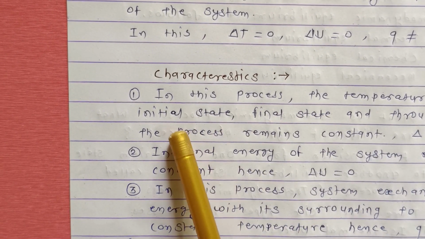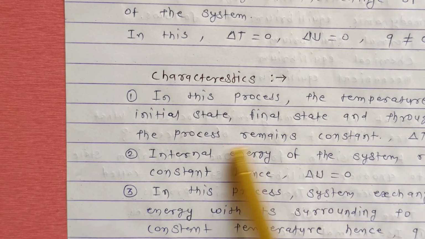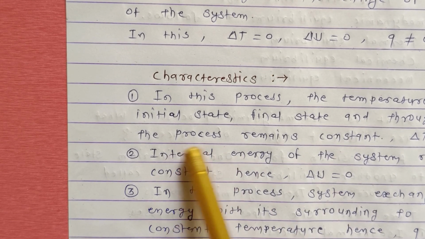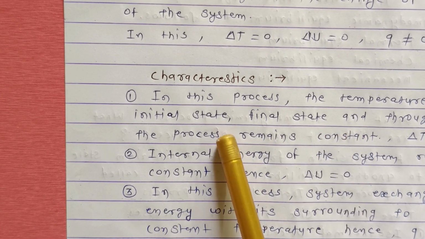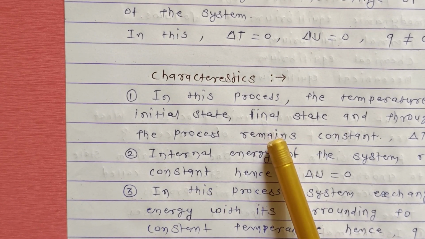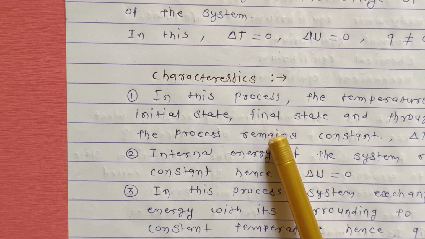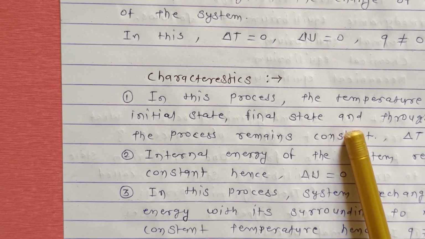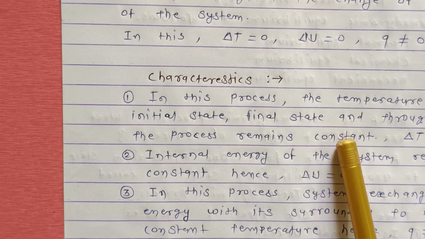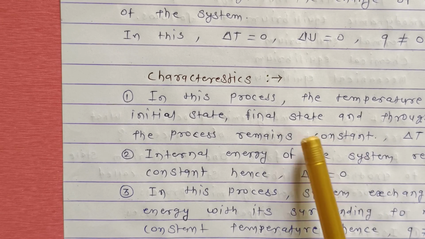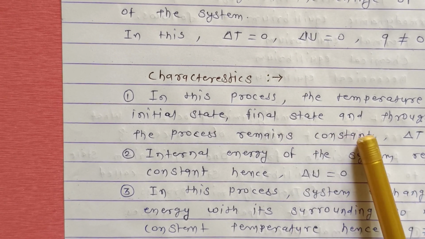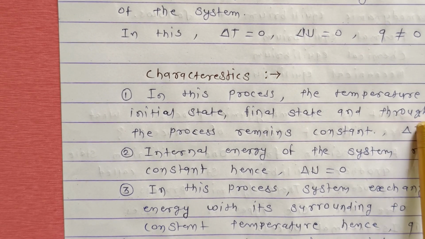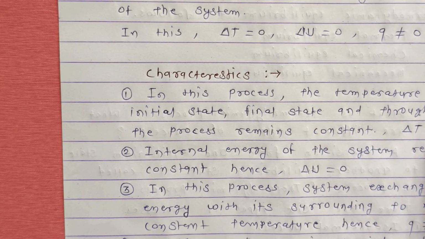First of all, first point of characteristics. In this process, the temperature at initial state, final state, and throughout the process remain constant. Delta T is equal to 0. Just I have given you the example of boiling water. Suppose water boil at 100 degrees Celsius. 10 liter water you are taken, after 15 minutes it's boiled. So what is boiling point after 15 minutes? 100 degree. After 20 minutes it also 100 degree. After 30 minutes it also 100 degree. Means at initial state, at final state, and throughout the process temperature remain constant. It is 100 degrees Celsius.